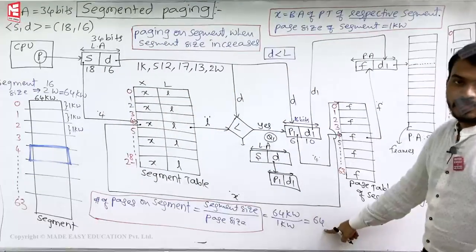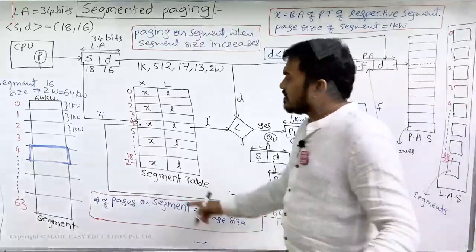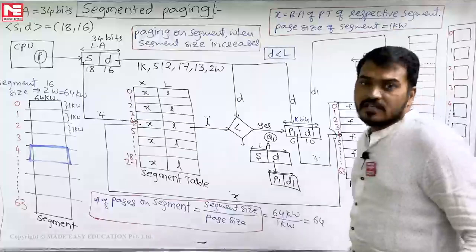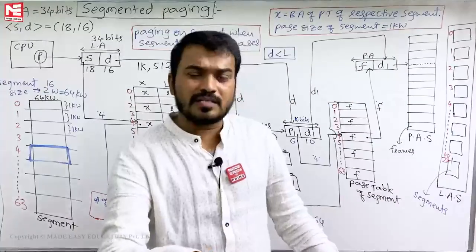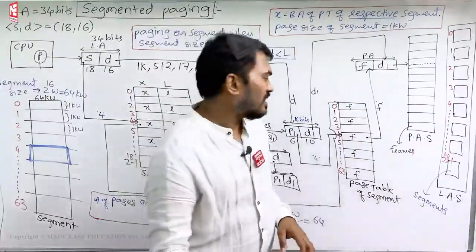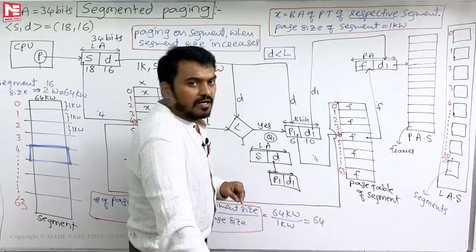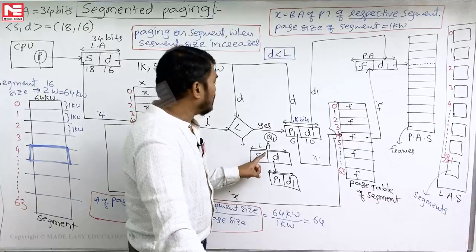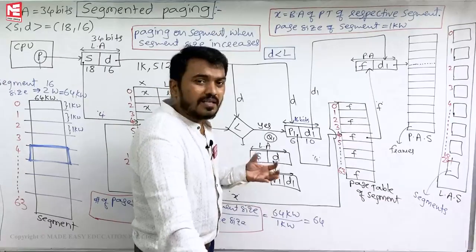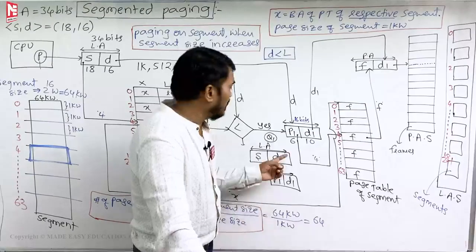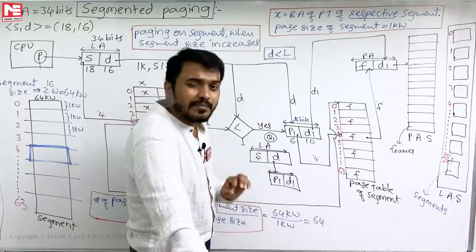Our segment is divided into 64 pages, clearly visible, right? And the question is saying segment is divided into 1K pages. So now tell me, is it talking about S or D? Segment is divided into 1K pages. It is talking about D, because D will tell you segment offset, segment size. Yes or no? D will tell you that. S will tell you only the segment number.